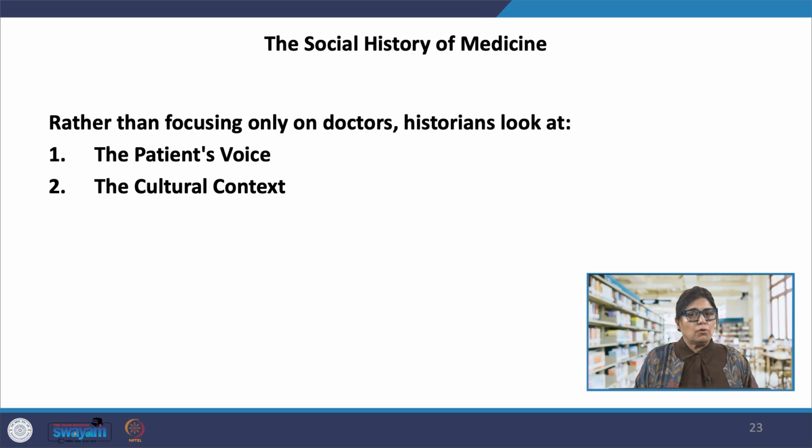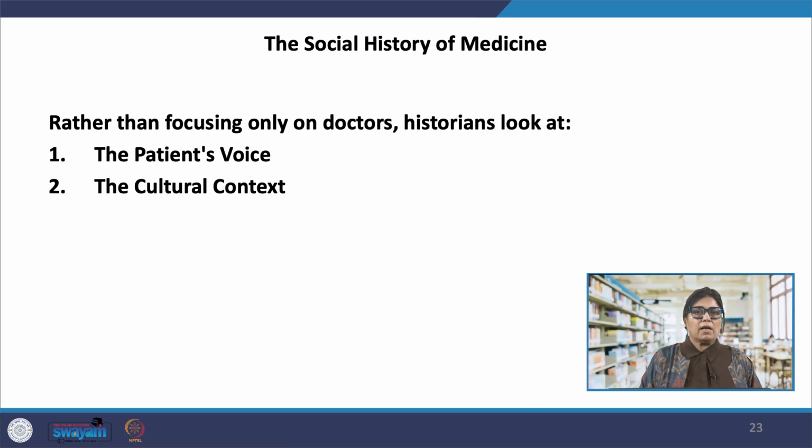The social history of medicine, which is a very important part of the entire discussion. Rather than focusing only on doctors, historians look at, firstly, the patient's voice. This refers to using diaries, letters, and oral histories to understand what it was actually like to be sick in the 18th or 19th century. Secondly, the cultural context, which shows how religious beliefs, wartime needs, or economic changes, like the Industrial Revolution, forced medicine to adapt.